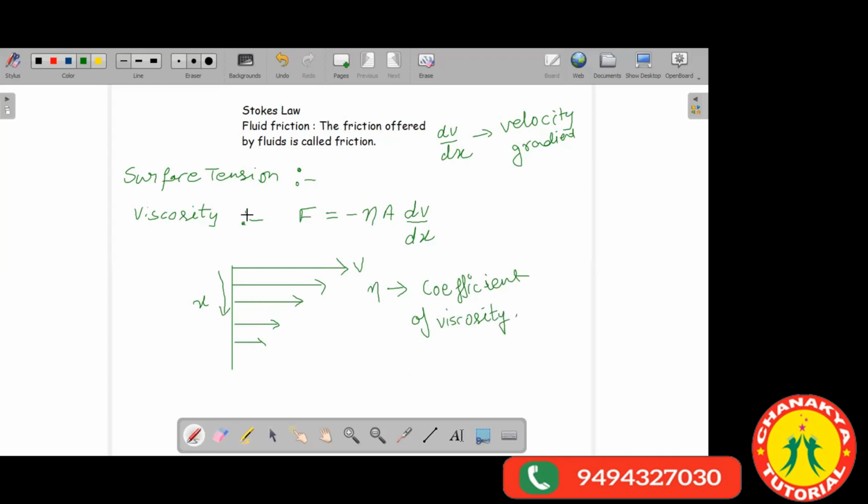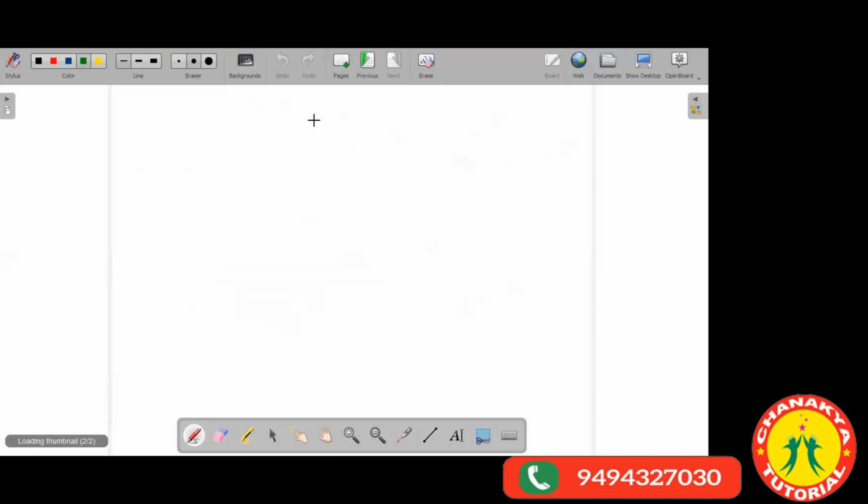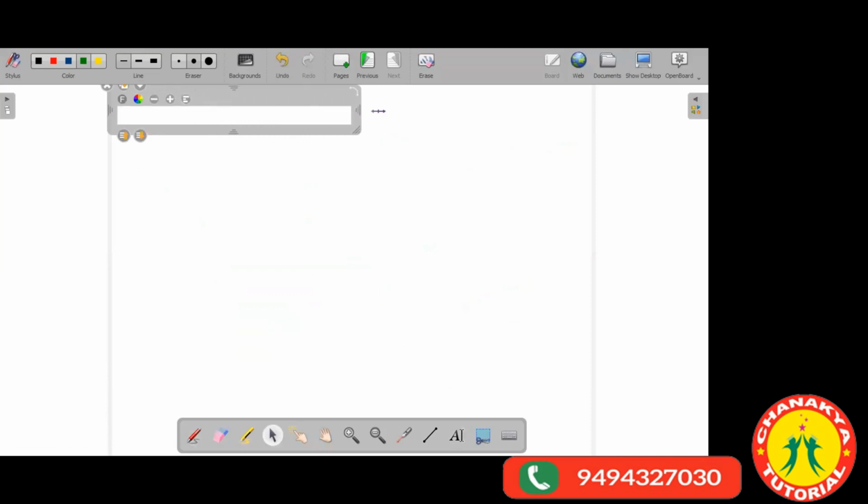Now the other terms. Today we have to discuss Stokes law. In past classes we have also discussed terminal velocity, a phenomenon related to Stokes law. Actually, terminal velocity is the result of Stokes law. So let us see Stokes law today, and also fluid friction. Fluid friction is the friction offered by fluids, and Stokes law defines the factors on which the fluid friction depends.